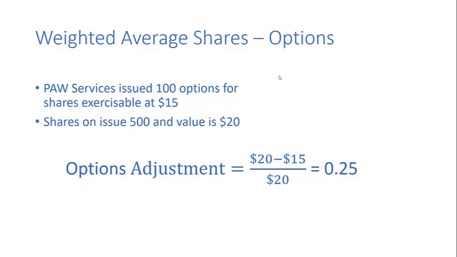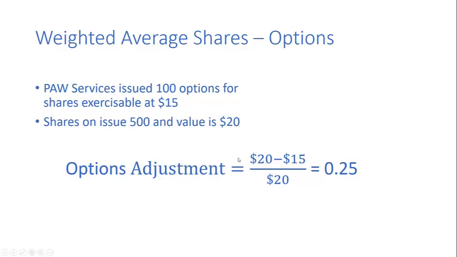The first thing we need to recognize is that the options contain an element of shares which are going to be paid for and a dilutive component. To the extent that the options are paid for to the extent of $15, and to the extent that this is less than the current stock price of $20, you could say that there is a dilutive effect of the options of $5, 20 minus 15, in relation to the total value of the shares being issued, $20. So the options adjustment is 0.25.